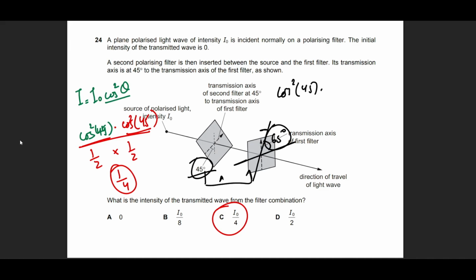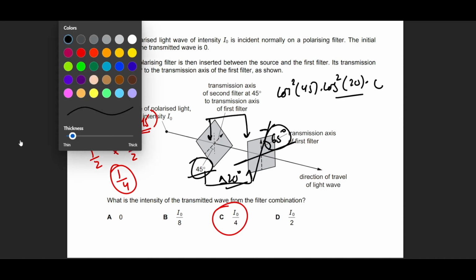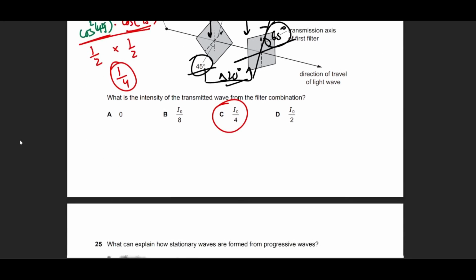I can see that the change is about 20 degrees. So this is going to be cos square of 20 if that had been the question. So always look for the change between the stages and then keep on compounding the changing polarizations, or the degree of polarization. Okay, that's the trick for this question.